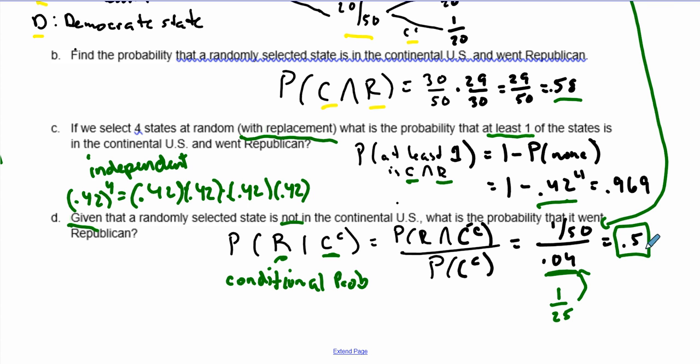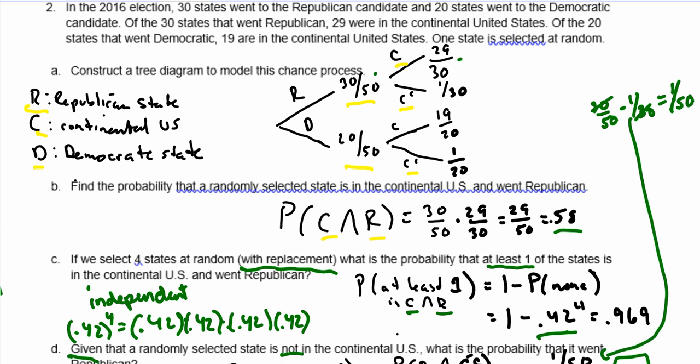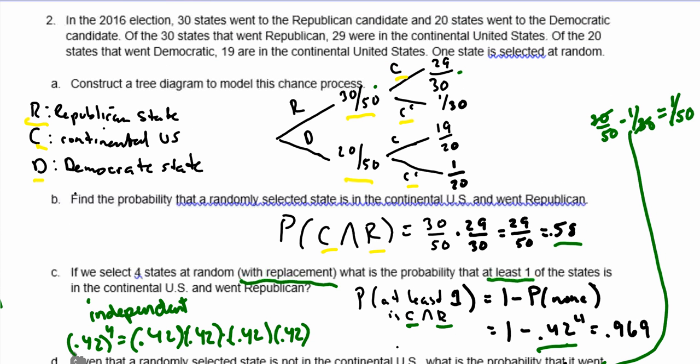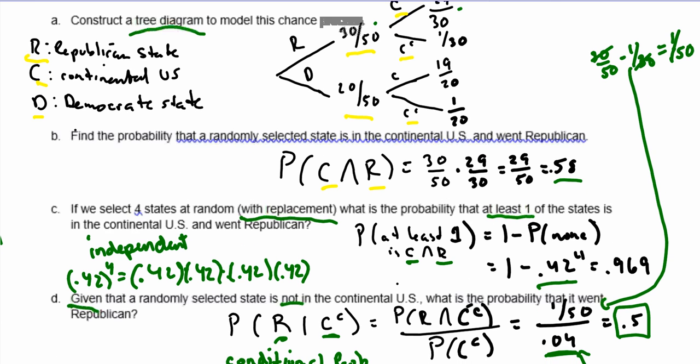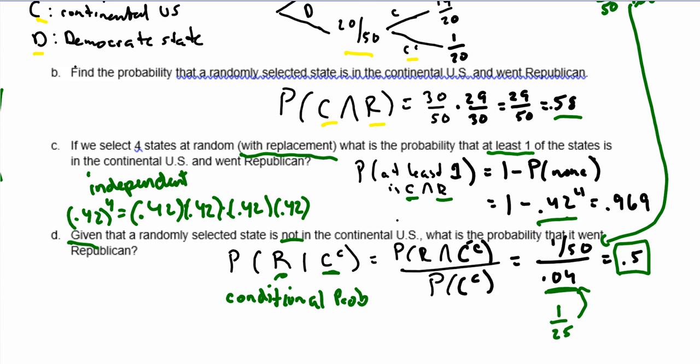Once again, that was question number 2, quickly going through tree diagrams: using tree diagrams to figure out and statements, using independent events, and also figuring out a conditional probability problem.